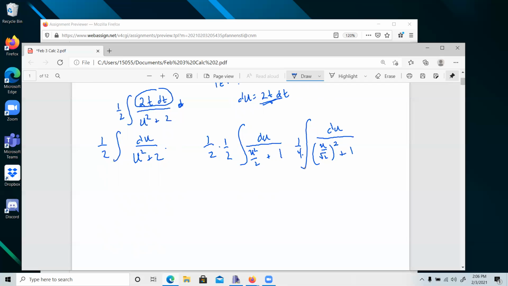So we're going to go ahead and I'm going to say let w equal u over the square root of 2. dw equals 1 over the square root of 2 du. And then we can say the square root of 2 dw is equal to du. So my 1 du, if I want to replace it with w, I've got to scale it by the square root of 2 in order to do that.